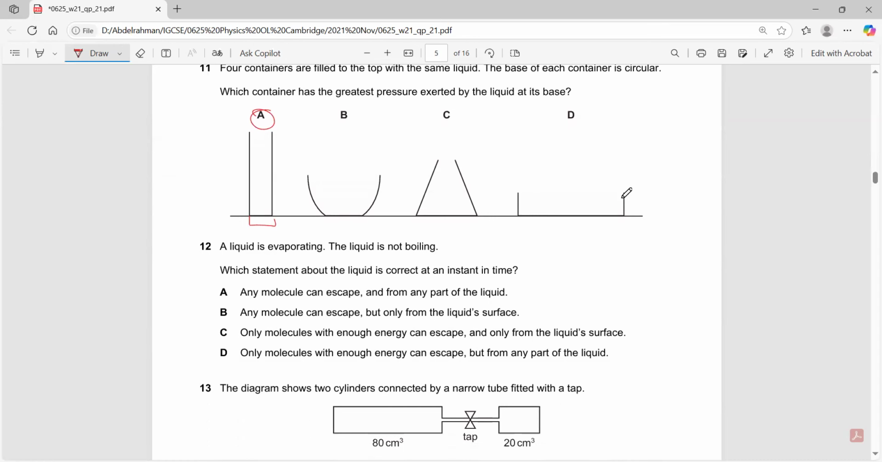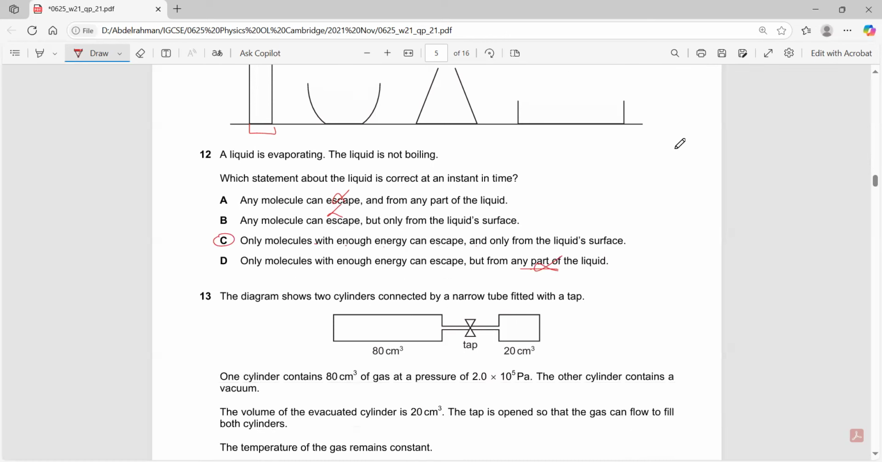Liquid is evaporating, it's not boiling. Which statement about the liquid is correct at an instant in time? Any molecule can escape? No, only molecules with high enough energy can escape. From any part? No, only from the surface. This is evaporation.